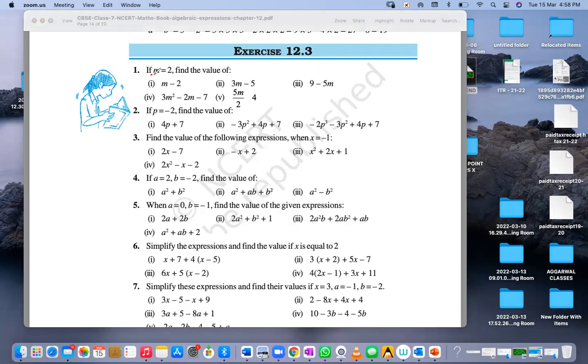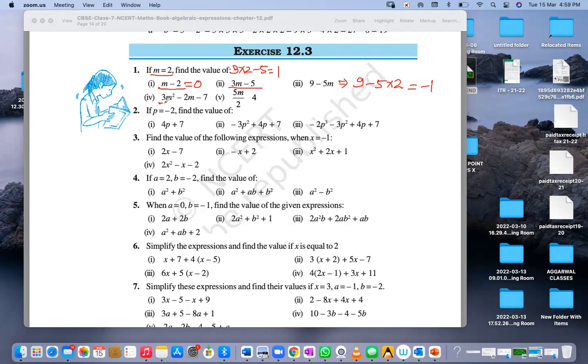If m equals 2, find the value of m minus 2. This is called substitution. What will you do? You will replace this m by 2. So what's the answer? Yes, sir, 0. This is a very simple replacement, very easy questions. So this is 0. Now if you replace m by 2, here it will be 3 into 2, 6, minus 5, equals 1. And again here, 9 minus 5 into 2, 9 minus 10 equals -1.